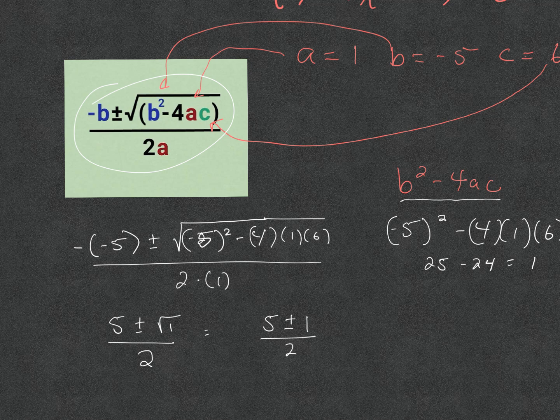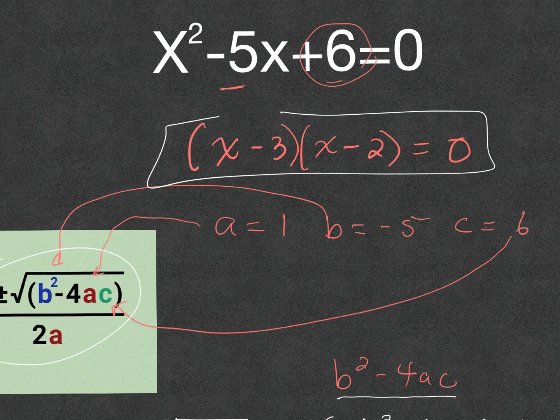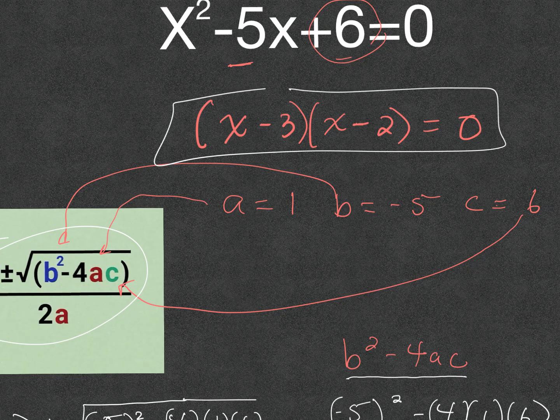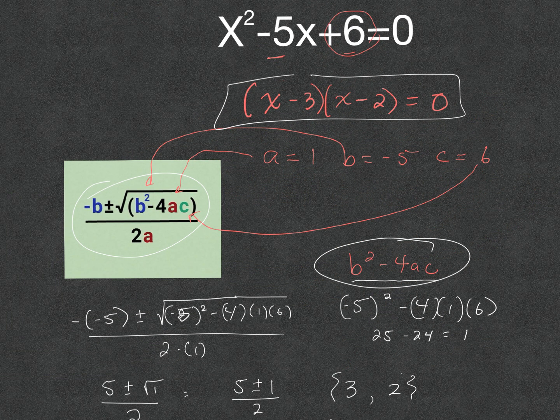Well, 5 plus 1 is 6, so we're going to get x equals 3. And then 5 minus 1 divided by 2 is going to give us 2. So 3 and 2 are our answers. If we look back at this, when we factored, we get the same answer. Now again, what you do here is you want to check the discriminant, b squared minus 4ac, first. And then you're going to use that in the quadratic formula.